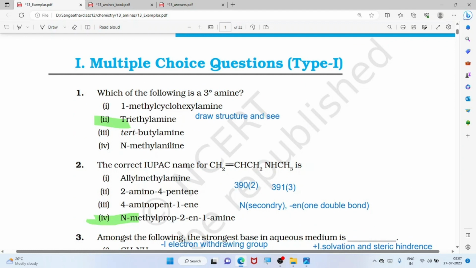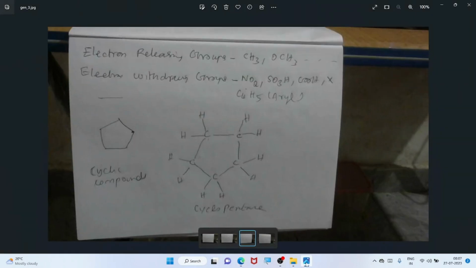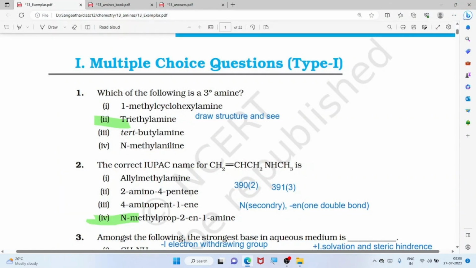Which of the following is a tertiary amine? Here all three hydrogen atoms are used. So this is the tertiary amine, and this is the answer.